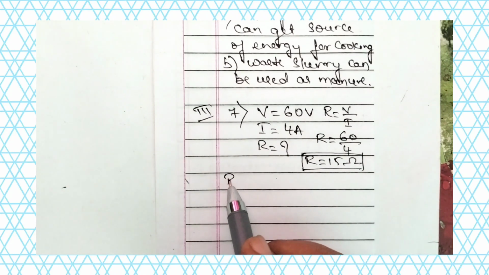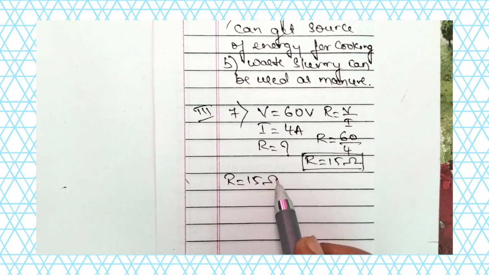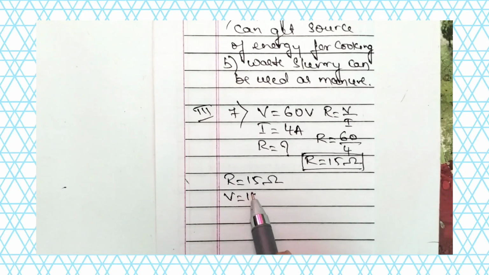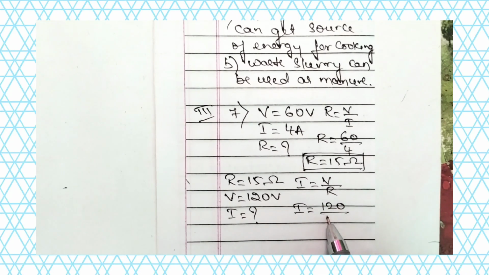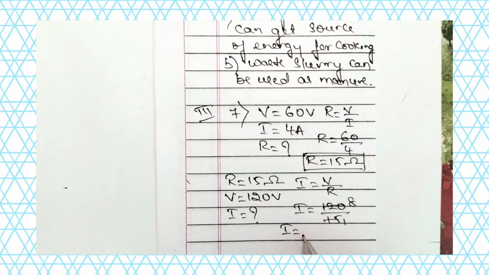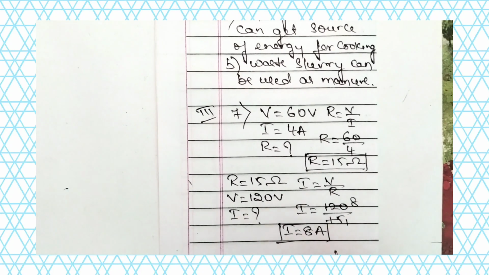Now again make a list. R is equal to 15 ohm. Voltage is equal to 120 volts. Then I is equal to question mark. According to Ohm's law, I is equal to V by R. So I is equal to V, that is 120 by R which is 15. 15 eights are 120. So that is I is equal to 8 ampere. Therefore, the current that flows through the circuit when the potential difference is 120 volt is 8 ampere.